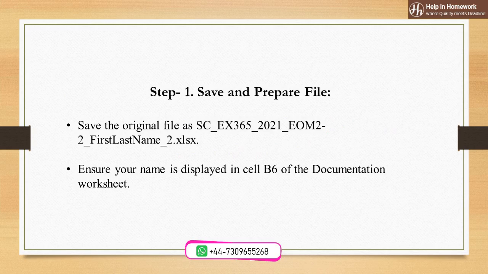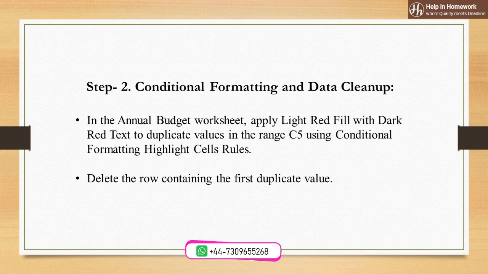Step 1. Save and prepare file. Save the original file. Ensure your name is displayed in cell B6 of the documentation worksheet. Step 2. Conditional formatting and data cleanup. In the annual budget worksheet, apply light red fill with dark red text to duplicate values in the range C5 using the conditional formatting highlight cells rules. Delete the row containing the first duplicate value.